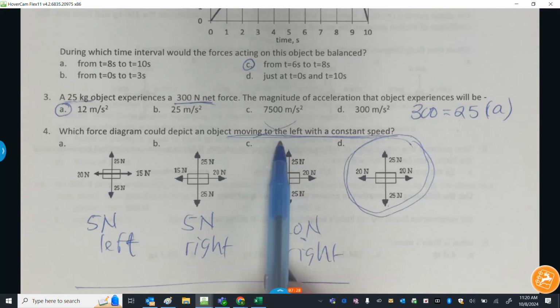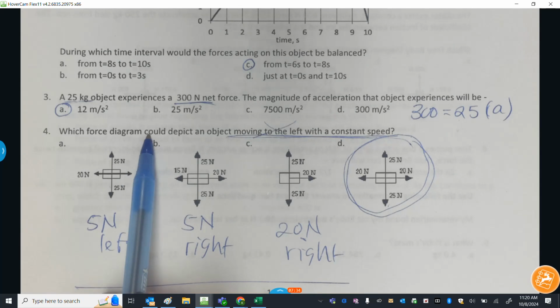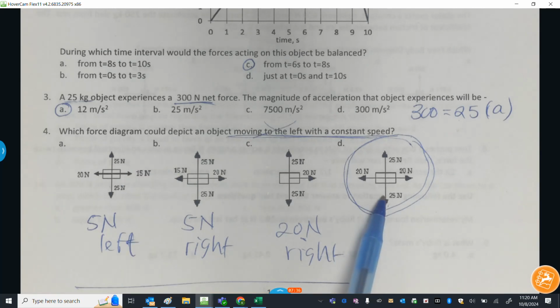Could it be moving left? Sure. It could also be moving up or down or right. We don't know, but it just says could. Okay, and so this is your answer. It's the only answer you can choose is answer choice D.